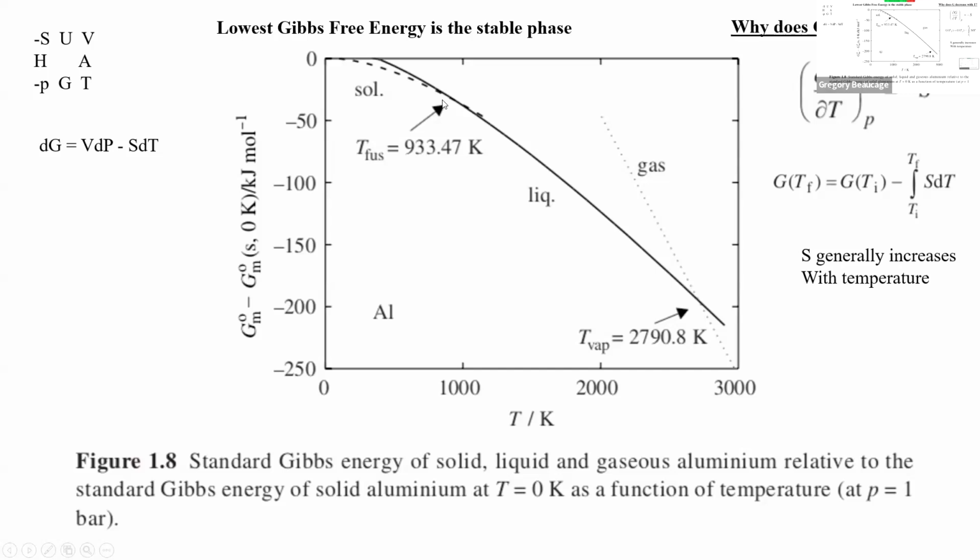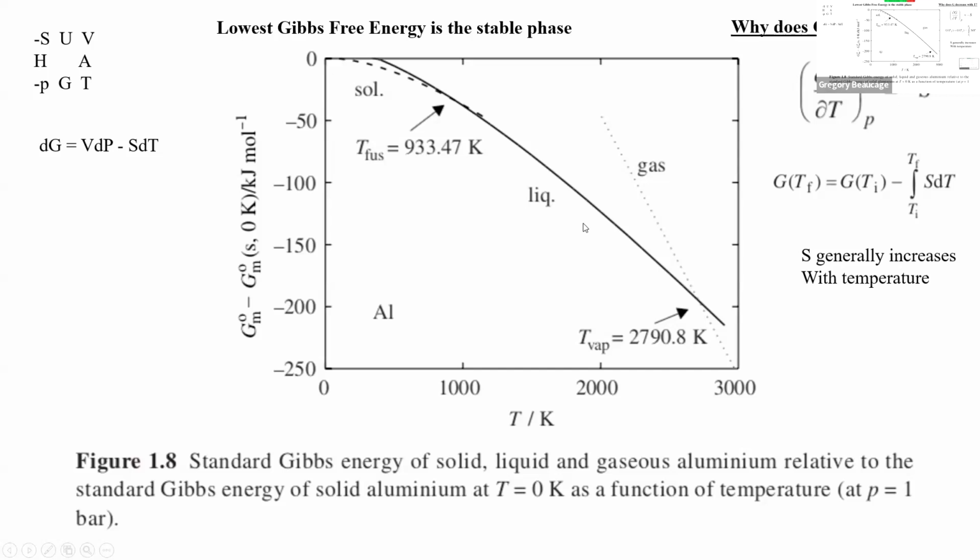And you could ask why the solid and the liquid have different slopes of free energy with temperature. It's because the entropy is different between the two. The entropy of the solid is lower than the entropy of the liquid, which is why it has a lower slope. The entropy of the gas is higher, the randomness of the gas is higher than the liquid, so it has a steeper slope, because the slope of G versus T is this S.